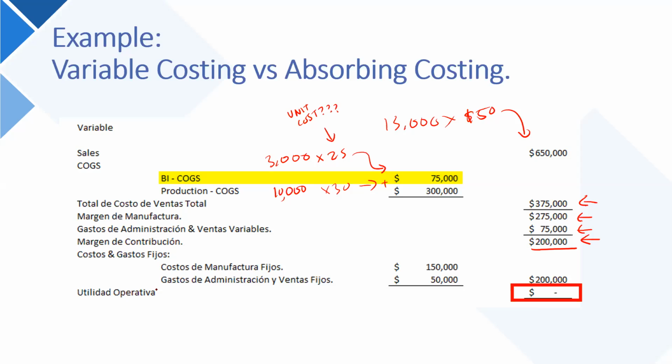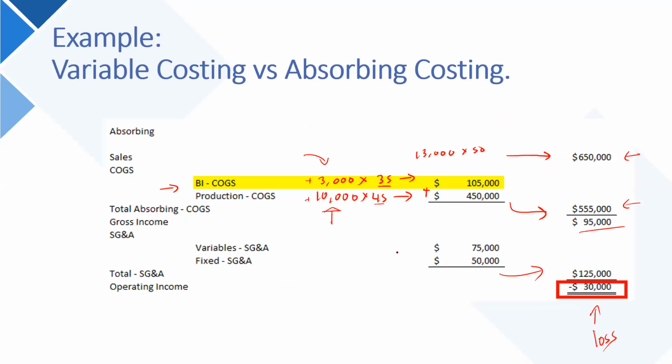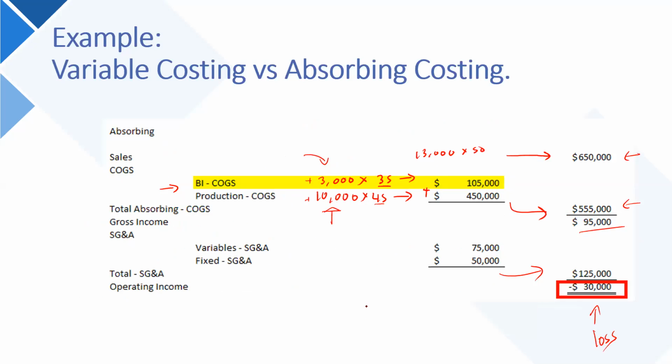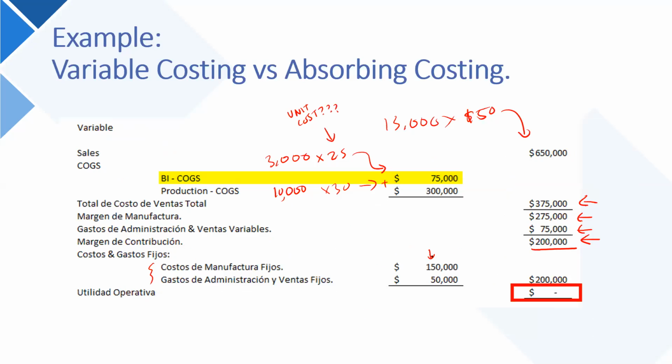And now I need to put all my fixed expenses here, and my fixed costs are this one. I'm sorry, not that one. This one here and this one here. 150,000 and 50,000. Now, I'm going to stop here because you should have a question right now.